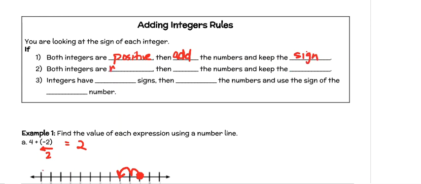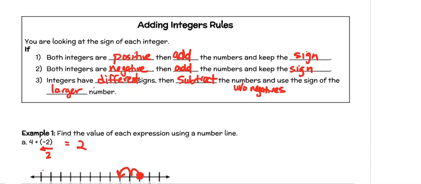If both integers are negative, then add the numbers and keep the sign. If integers have different signs or opposite signs, it doesn't matter, then subtract the numbers. You're just subtracting the numbers without the negatives, okay? Without negatives. And use the sign of the larger number. So we're going to practice this.